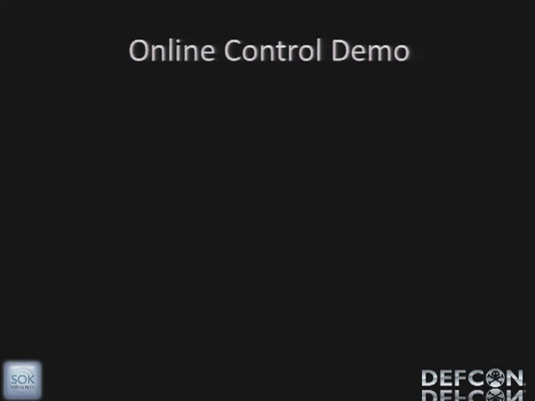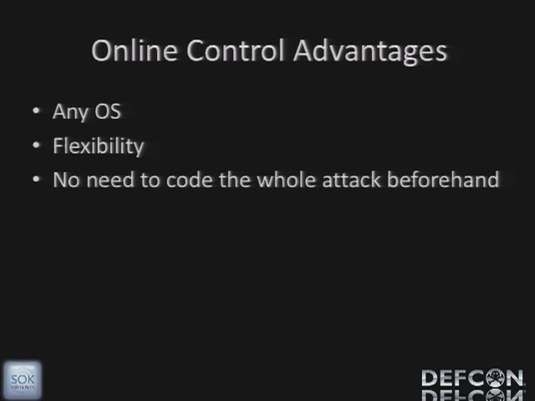All right, that was fun. So there are some good advantages of online control. First of all, any operating system. We ran entirely from memory. This could have been a Linux system. This could have been a Mac system. It could have been, I don't know, does Mac have network boot? But it could have been any system. And we have the flexibility to put whatever we want on it, decide what we want to do with it, and we don't have to code the whole attack beforehand.